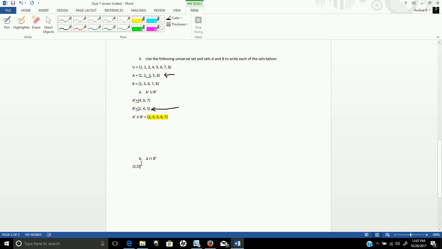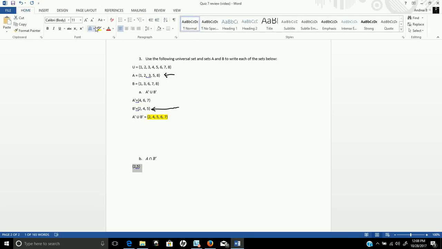So for your final answer for this one, what you're going to have is those two values. The 2 and the 5 would be your final answer there for your intersection.